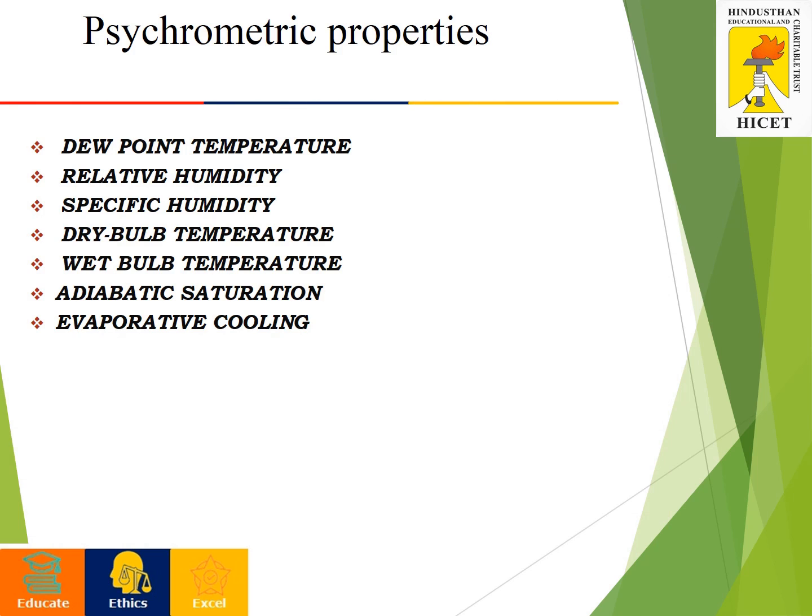Then what are the psychrometric properties that will affect the psychrometric process? Dew point temperature, relative humidity, dry bulb and wet bulb temperature, and then psychrometric ratios. These are the main properties which decide the psychrometric processes that have to be considered in the air conditioning process.